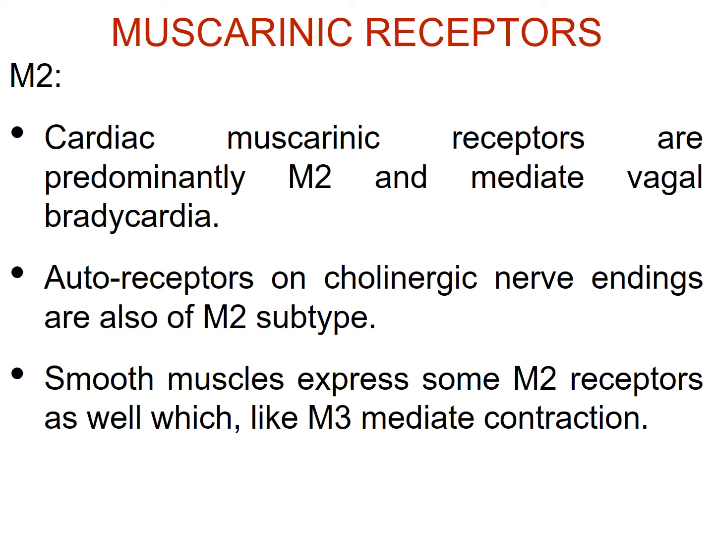The next muscarinic receptor is the M2, where the location is in the cardiac muscarinic receptor and are mediating the vagal bradycardia. The autoreceptors on the cholinergic nerve endings are also of M2 subtype, and the smooth muscles also express some M2 receptors, and they also mediate the muscle contraction like that of the M3. The M2 selective antagonist is the methoctramine.